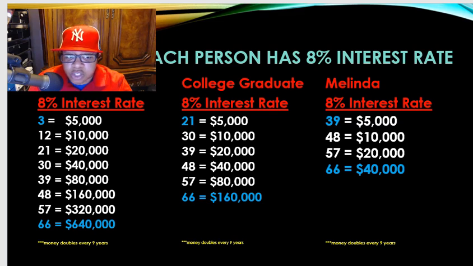So let's go ahead with a college graduate at 21 years old. Give them that same $5,000, same interest rate. 21, 30, 39, 48, 57, 66. That 5,000 doubles every 9 years up to $160,000. Now, let's just say I just found out about this and decide, hey, let me do it too. 39 years old, put in that same 5,000, same 8% interest rate. 39, 48, 57, 66: 5, 10, 20, and 40,000. So you can see the difference here, right?